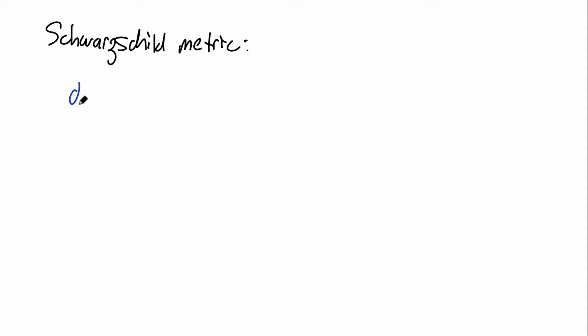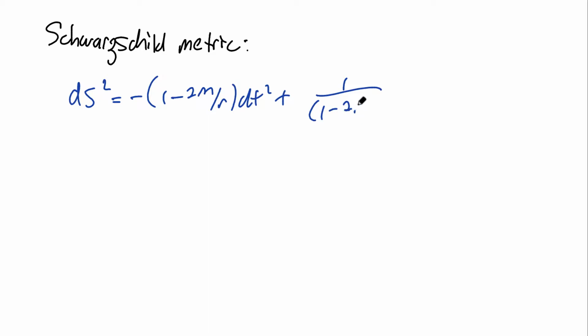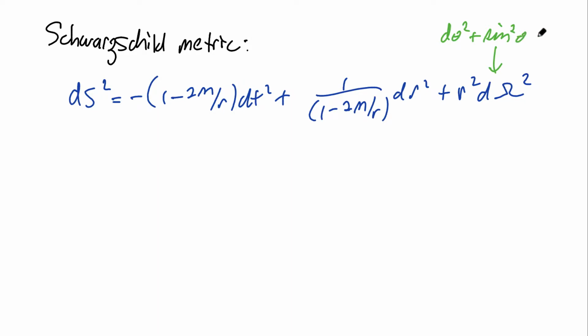Written as a line element, it's ds squared equals minus (1 minus 2m over r) dt squared plus 1 divided by (1 minus 2m over r) times dr squared plus r squared d omega squared. And here I'm using the shorthand notation where d omega squared is d theta squared plus sine squared theta d phi squared. Now, in previous lectures, we used this metric to describe the geometry outside a static, spherically symmetric, non-rotating, and isolated body of mass m.